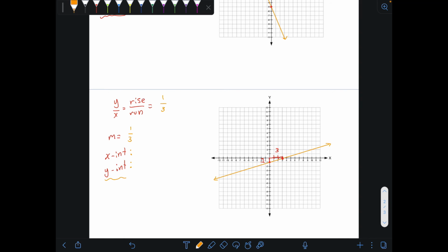And now real quick, let's just identify the intercepts right here. So first of all, we already picked our intercepts as our points. So we have our x-intercept is going to be 3, 0. And our y-intercept is going to be 0, -1.